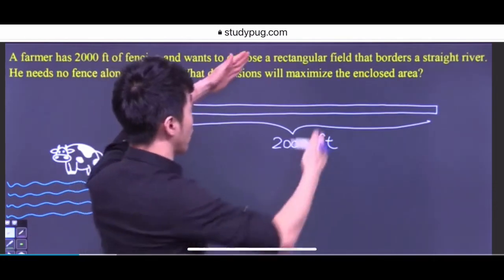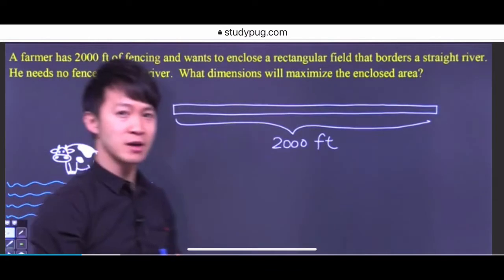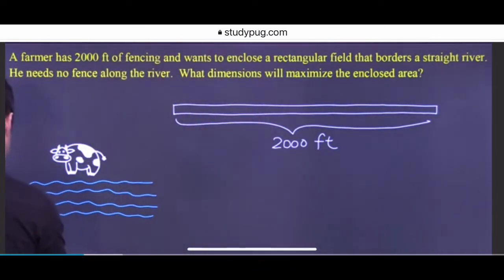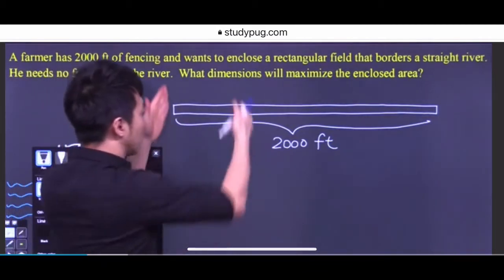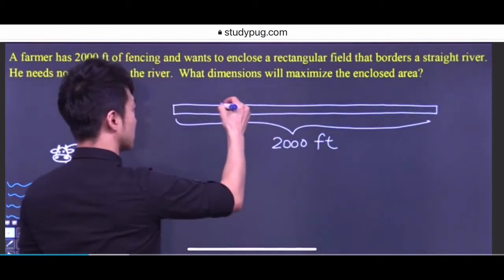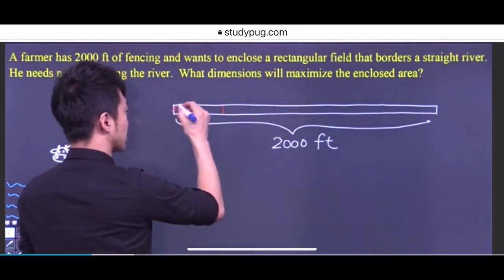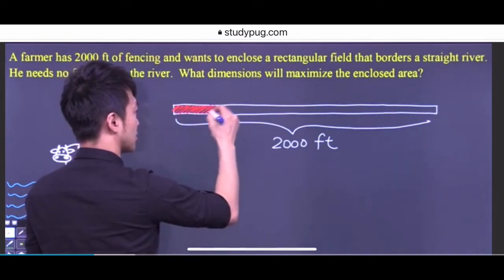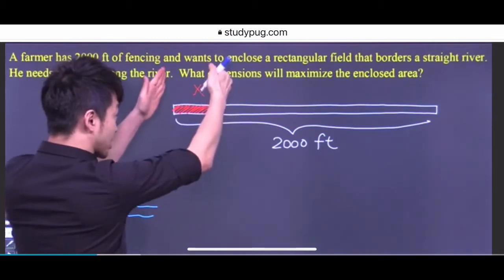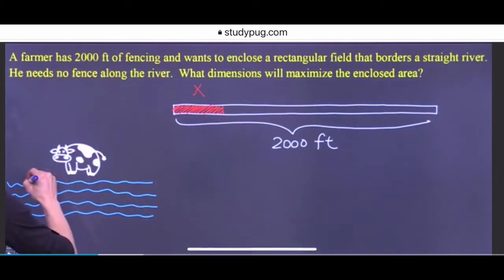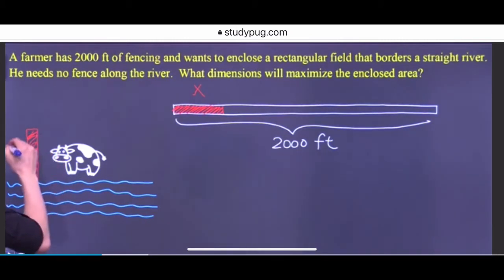Now the farmer wants to build a rectangular field of 3 sides. So let's build the first side. First, let's chop off one section of the fencing, with a length of x feet. And we're going to put this section right over here, with a length of x feet.